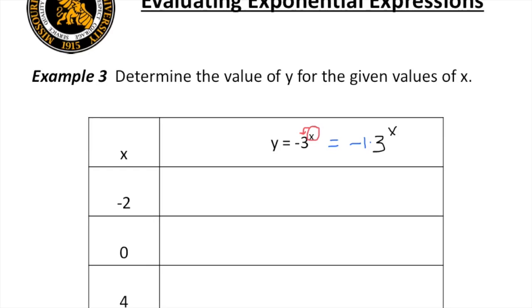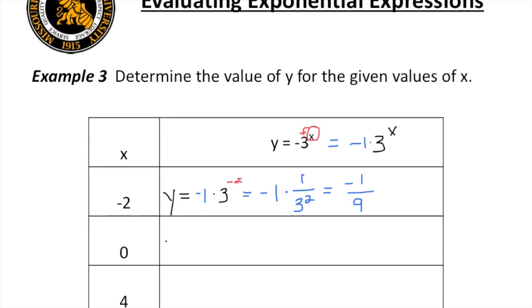So now let's try evaluating this equation for different values of x. So I'm going to keep this -1 in blue here. We're replacing the x with a -2. So we have our -1 being multiplied to 3 to the -2. The -2 power tells you to move that 3 to the denominator, making the exponent positive. We now have -1 over 3 squared, which is 9.